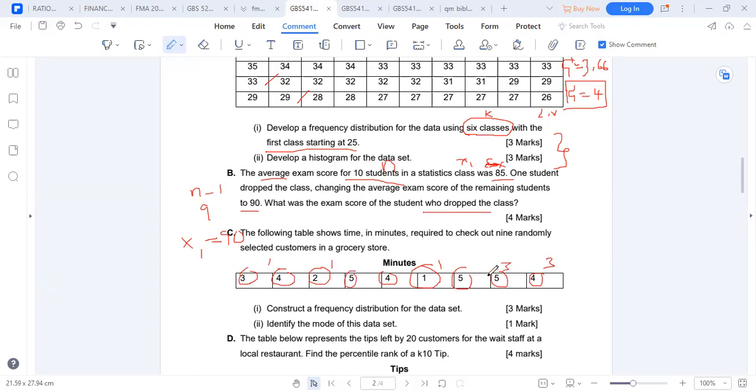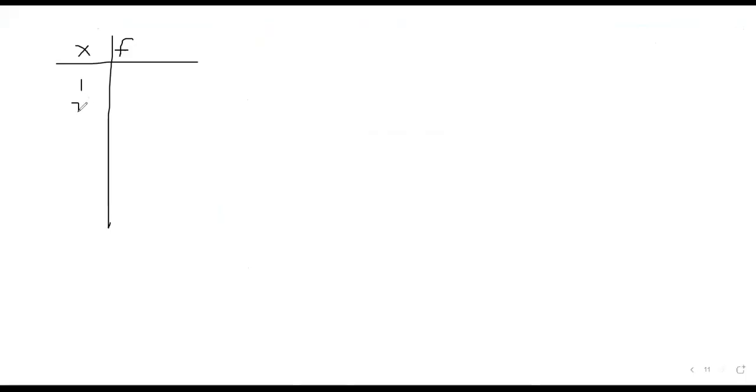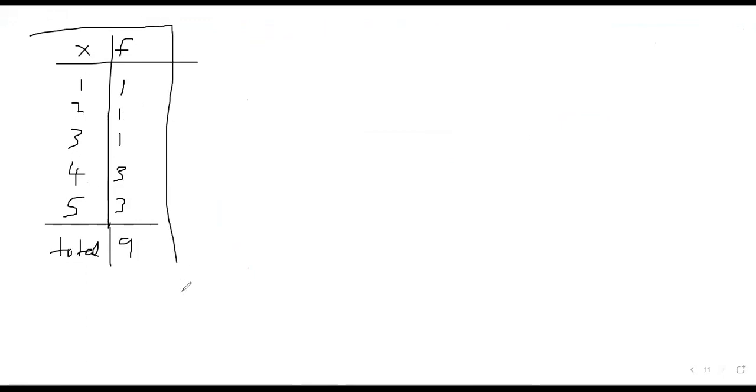So to draw the frequency distribution: 1, 2, 3, 4, 5, with frequencies 1, 1, 1, 3, and the fives are 3. As simple as that, this is how you draw the frequency distribution. We also put the total there: 1, 2, 3, 6, 9. Any questions at this point?